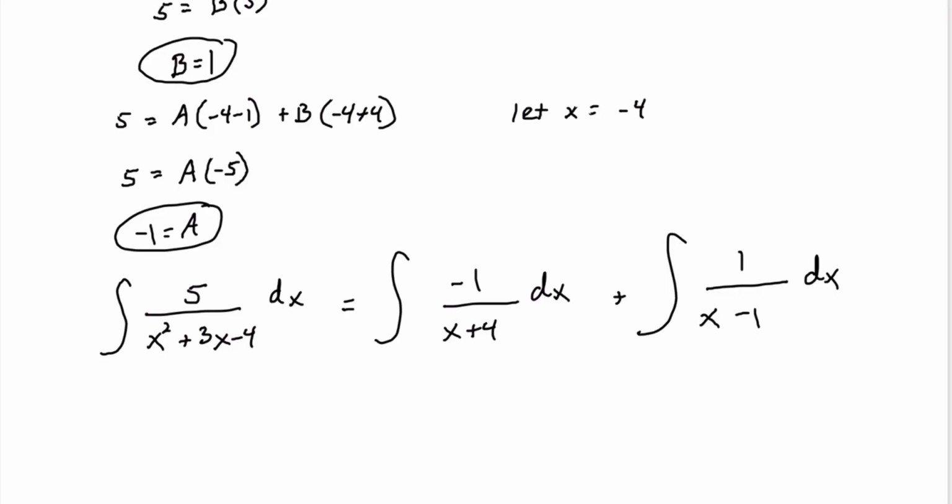From here, we'll simply integrate. The integral of negative 1 divided by x plus 4, we'll get negative 1 natural log of the absolute value of x plus 4 plus, now the integral over here, we get 1 times the natural log of x minus 1 plus c.